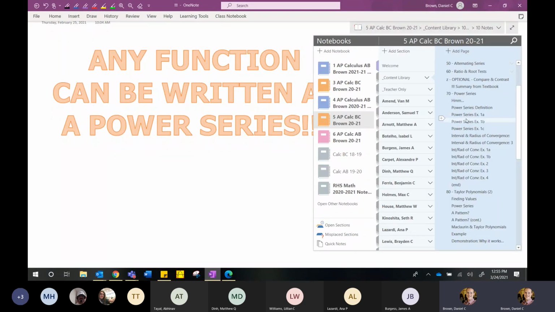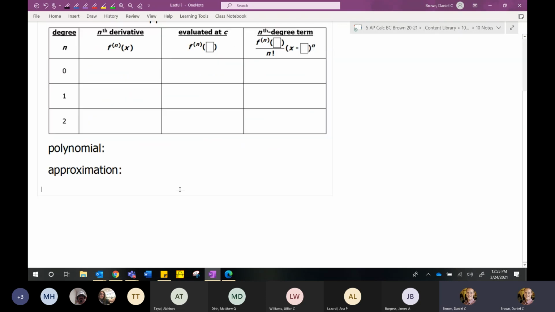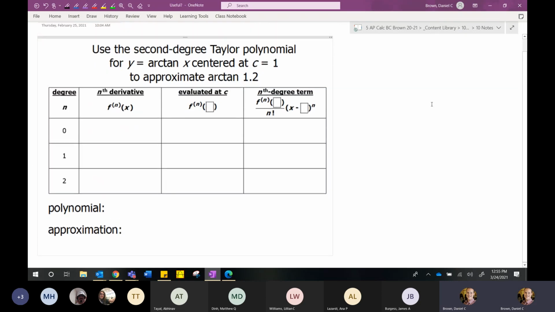So go ahead and do one more for me, because I know this gets tedious, but I want you to get used to it. I want you to use a second degree Taylor polynomial for y equals the arctangent of x. This will probably be more tedious because the derivative is annoying to find. We are going to center it at 1, so it is going to be a Taylor polynomial, not a Maclaurin one. Then use the polynomial you find to approximate the arctangent of some point. We'll see how far off we actually are, since we have calculators. Go ahead and generate that table for me, and then use that polynomial to find an approximation.